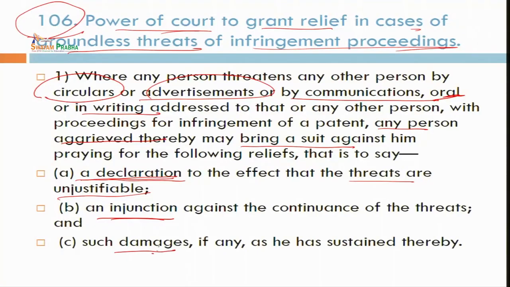So, the court may pass a decree of declaration. The court can also give an injunction, or the court can also give damages if he had sustained damage from that particular threat. So, this is a very important section.